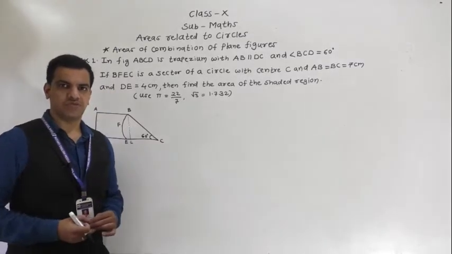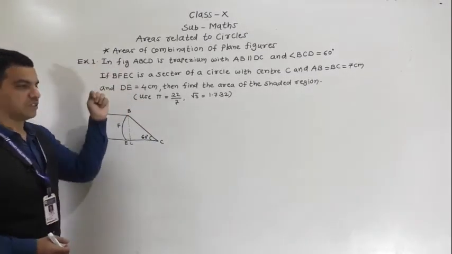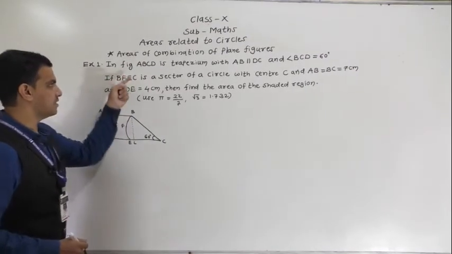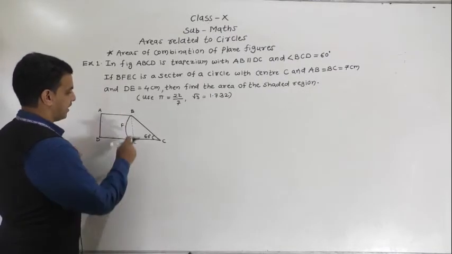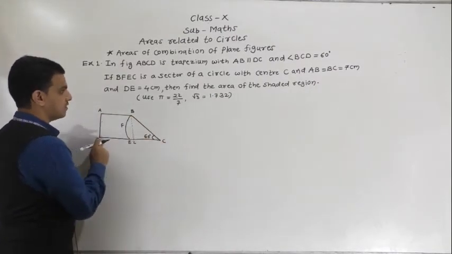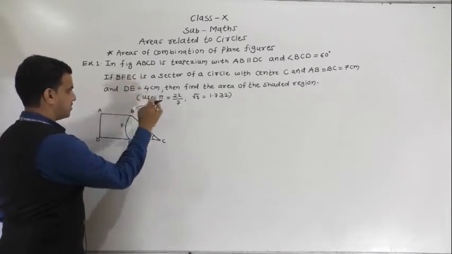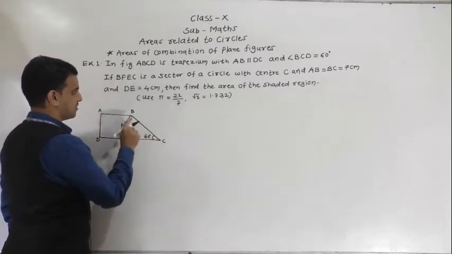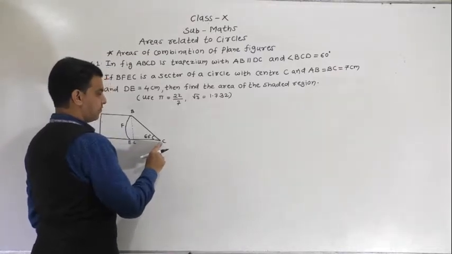Hello students, today we are going to solve more examples on areas of combination of plane figures. First example: in the figure, ABCD is a trapezium with AB parallel to DC and angle BCD is equal to 60 degrees. BFEC is a sector of a circle with center C.